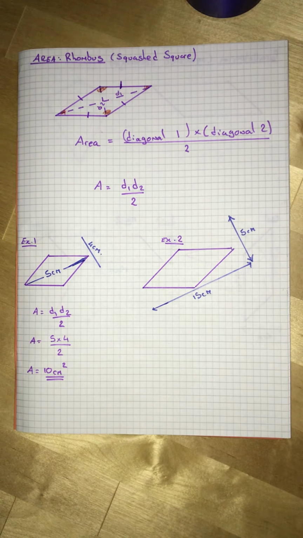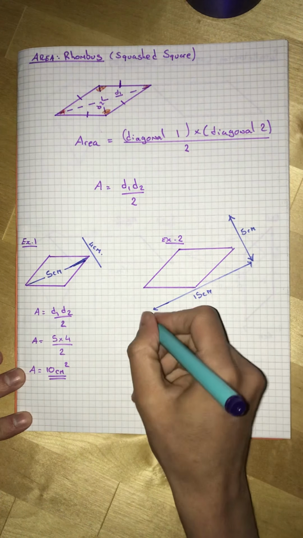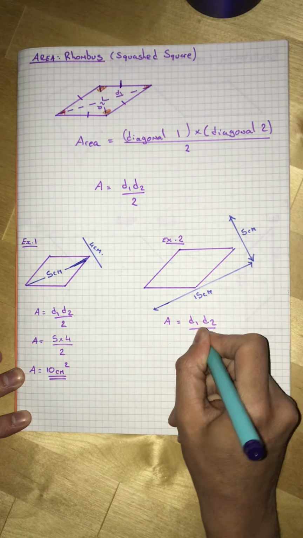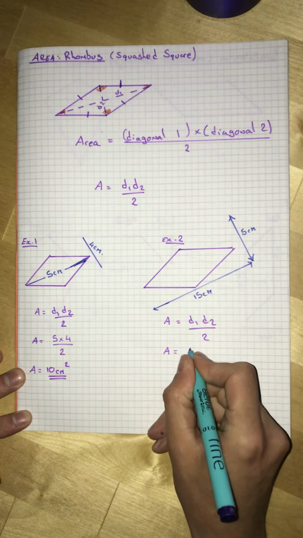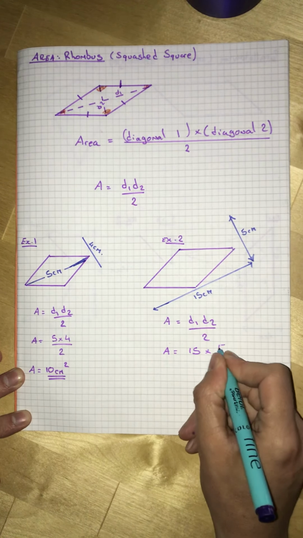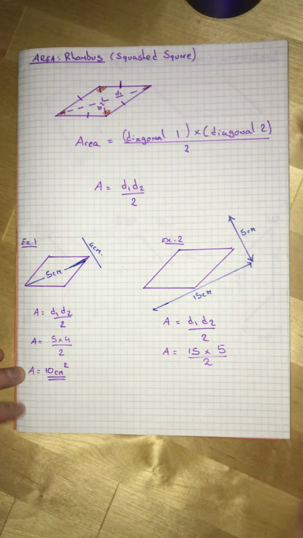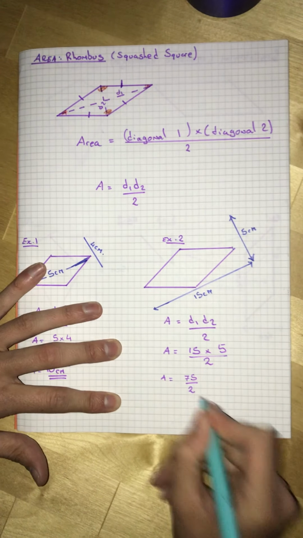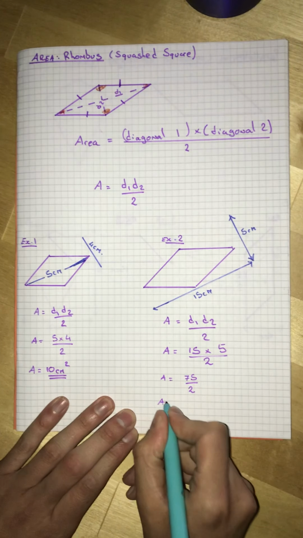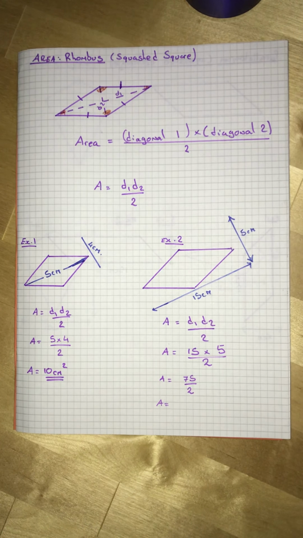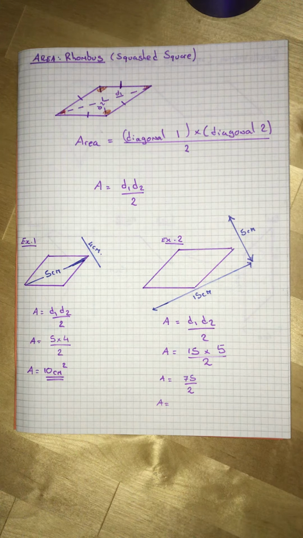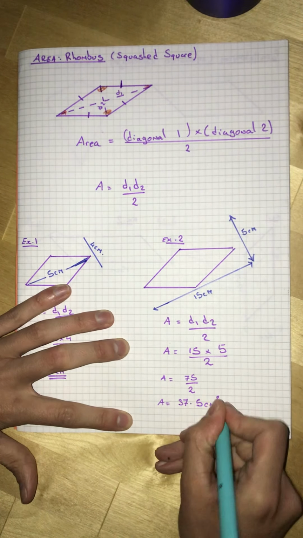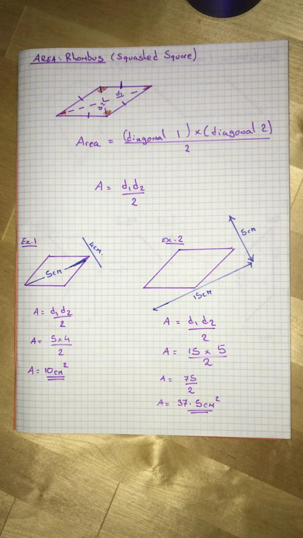Alright, straightforward again here. Diagonal 1 times diagonal 2, all divided by 2. So it's 15 times 5, all divided by 2. 15 times 5 is 75. And then we just need to divide that by 2. Half of 70 is 35. Half of 5 is 2.5, so it's going to be 37.5 centimeters squared. And that's the area of a rhombus.